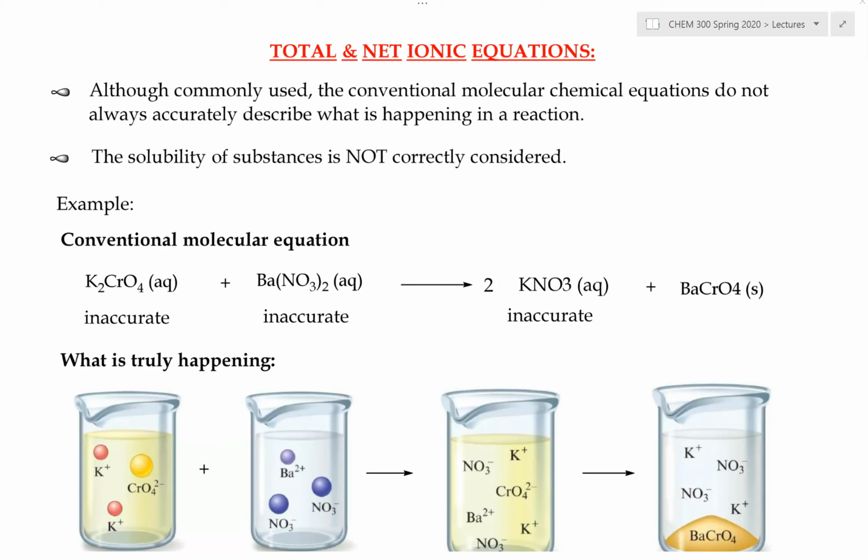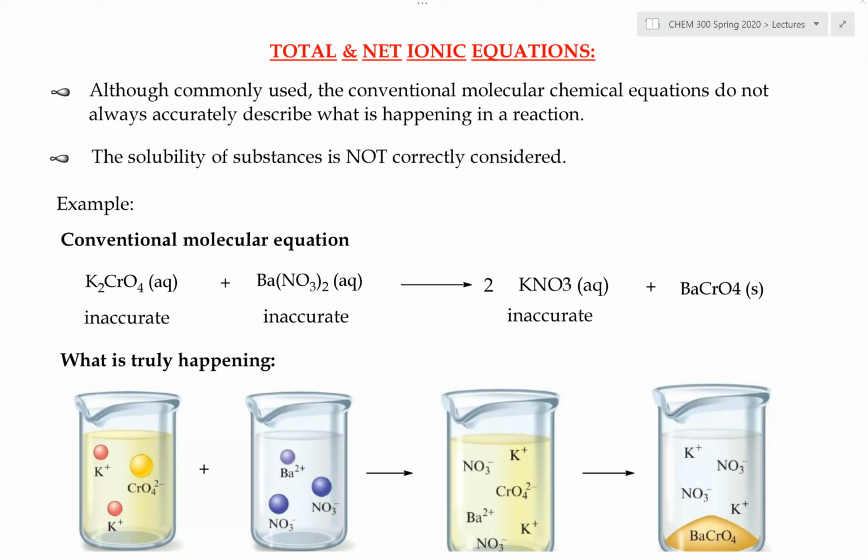Hi guys, so in this lecture video, I will be discussing total and net ionic equations. So what are these types of equations right here? And why do we have to use them in addition to the other types of equation that we have been writing all this time already?